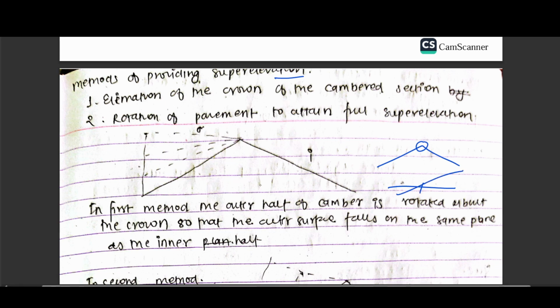Okay. So the first method, which I'm explaining now, is elimination of the crown of the camber section.